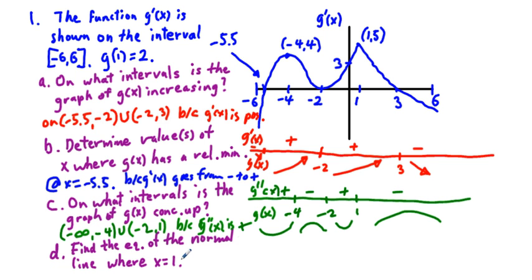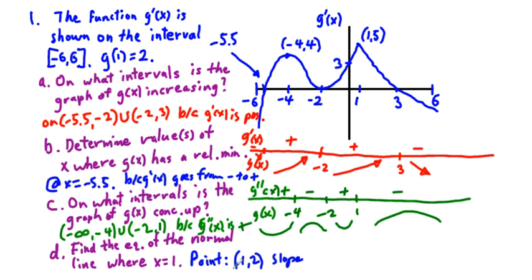Now find the equation of the normal line where x equals 1. Well, to find the equation of the normal line, we need two things. We need a point, and to get that point, we are given this point here, g of 1 equals 2. So we have 1, comma 2. And we need a slope.